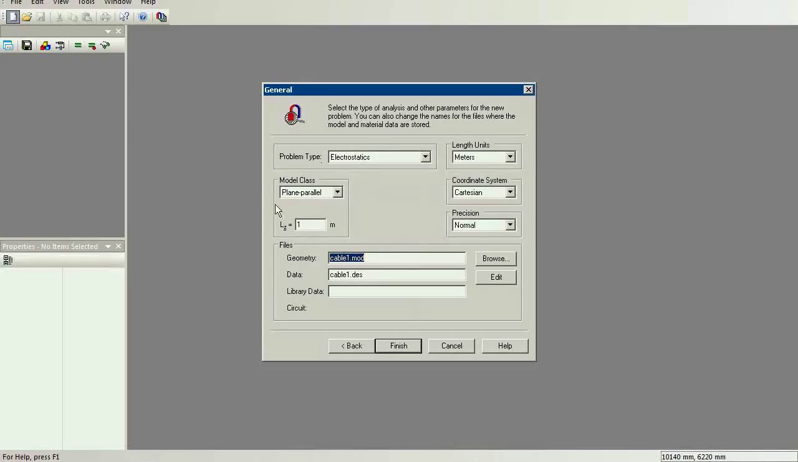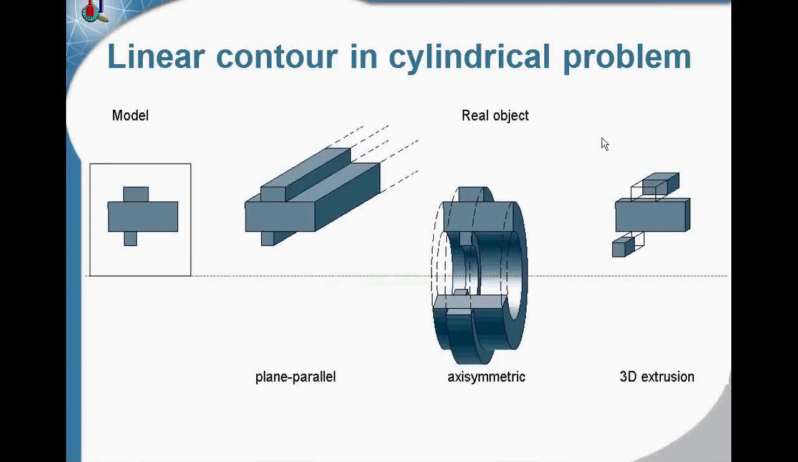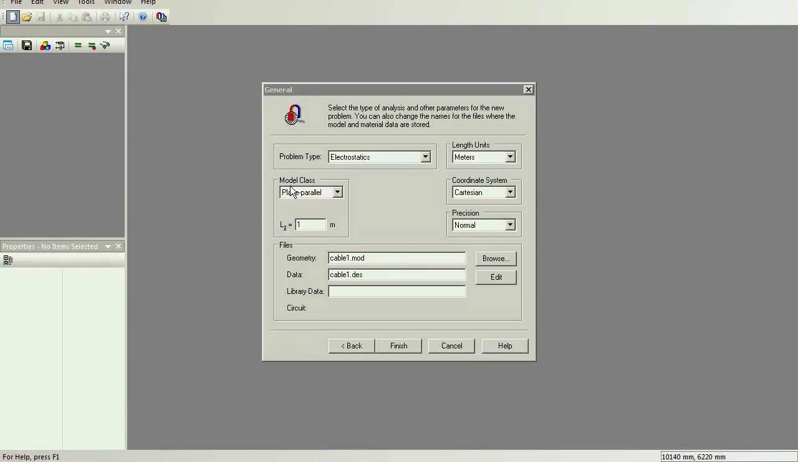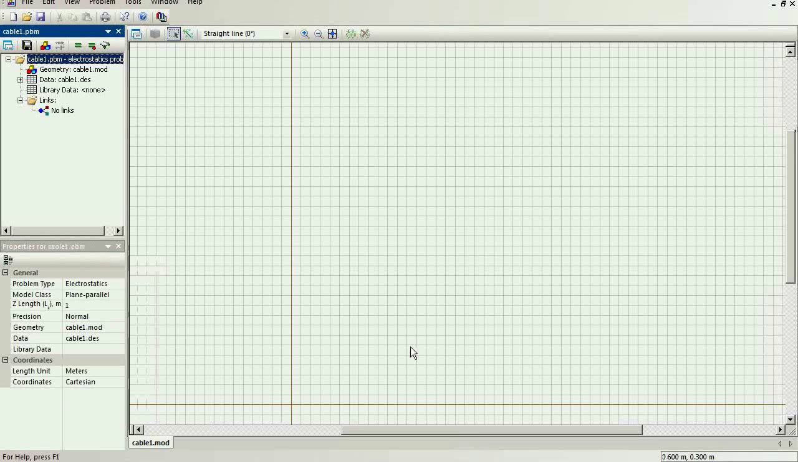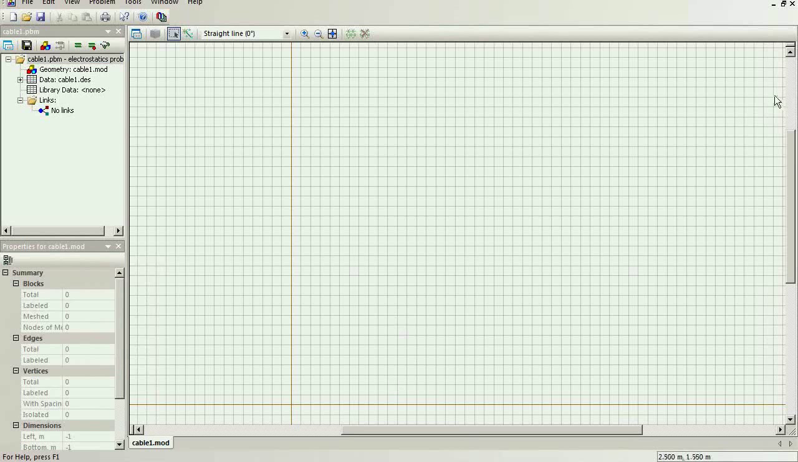Next, I should choose the problem type. To calculate the capacitance, I choose the electrostatics problem type, and I should choose the model class. For this problem, I choose the plane parallel model class. This means that I will simulate the cable's cross-section.